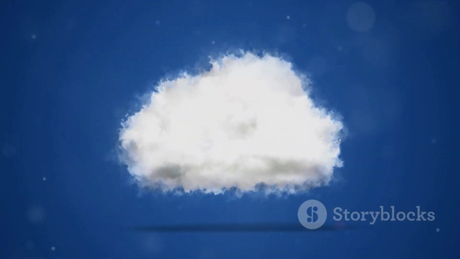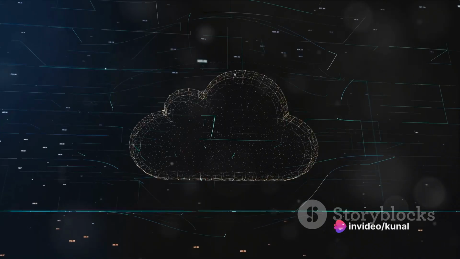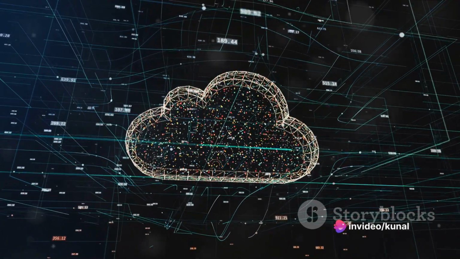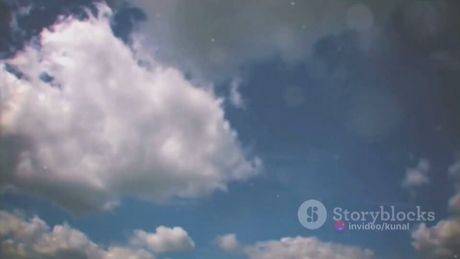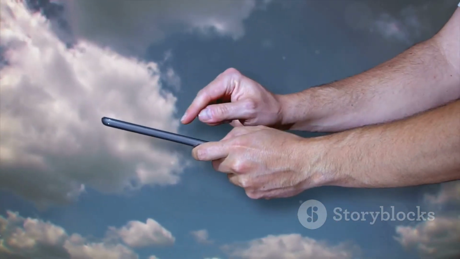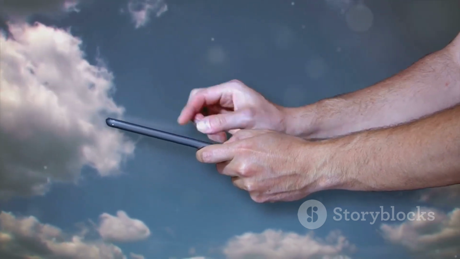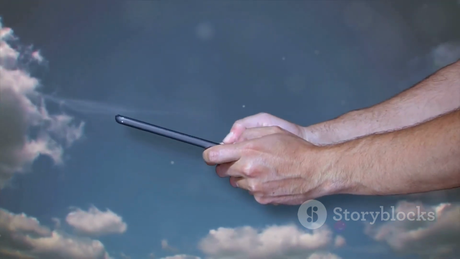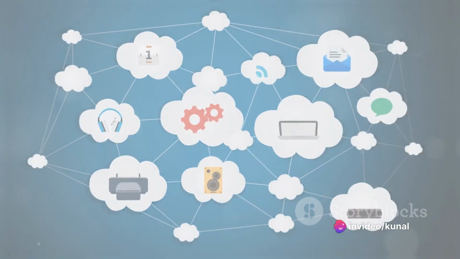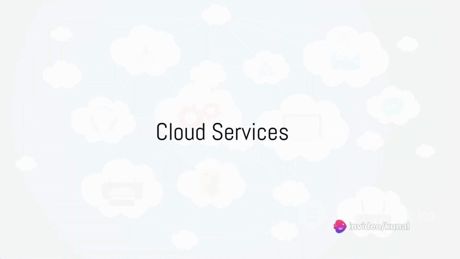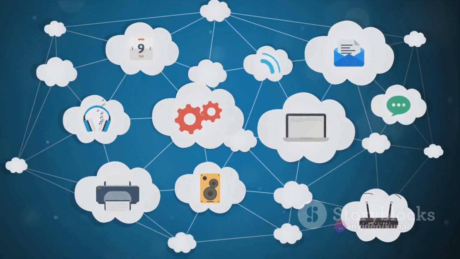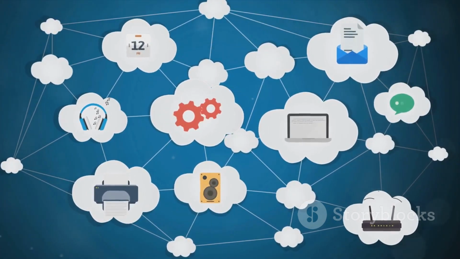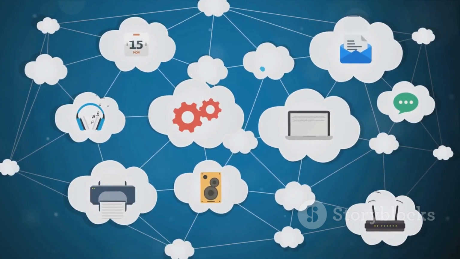So, instead of having your own infrastructure, which can be costly and hard to maintain, you're essentially renting a slice of a much larger, more powerful setup. You use what you need, when you need it, and only pay for what you use. So, what services does this cloud offer? Cloud services come in three main flavors: infrastructure as a service, platform as a service, and software as a service. Now let's break these down and see how they work in our digital world.